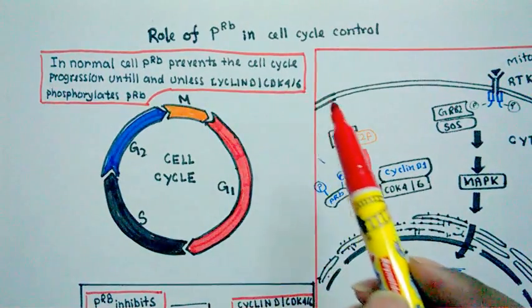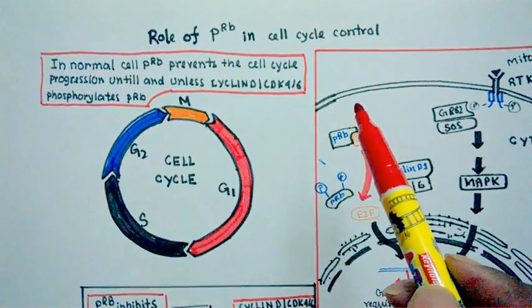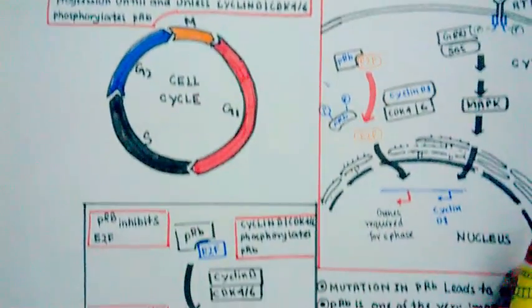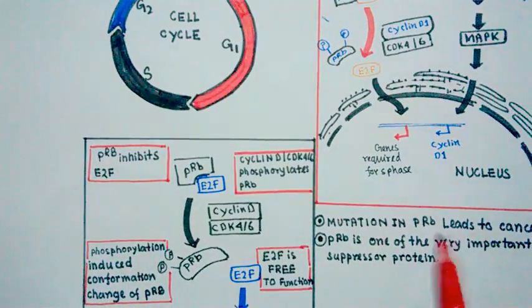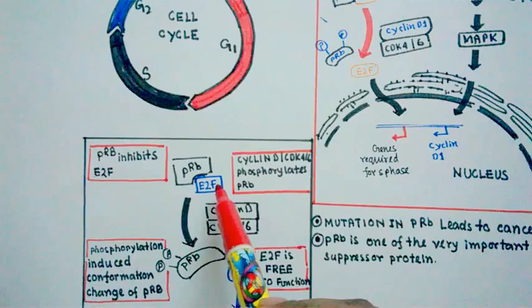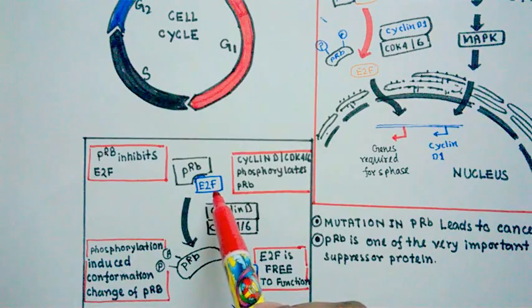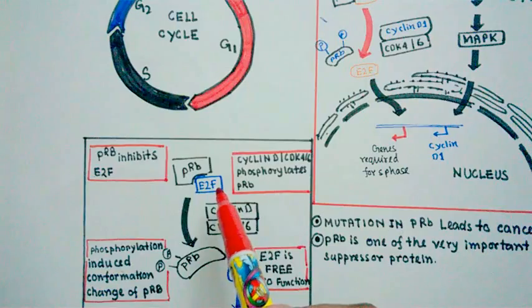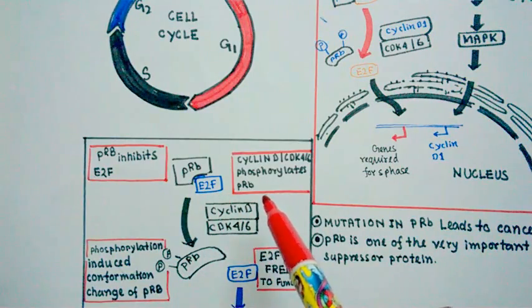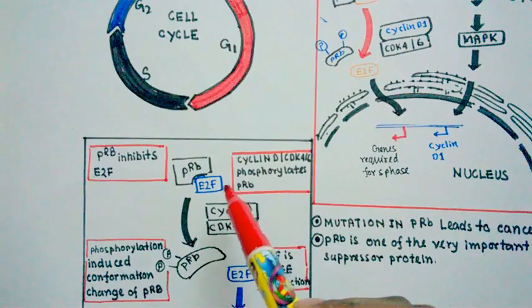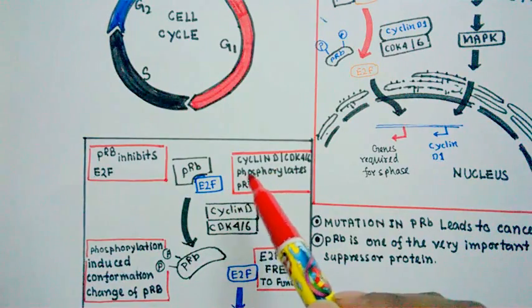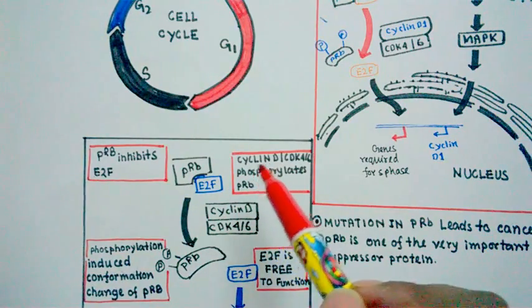So pRB usually inhibits E2F. And what is E2F? E2F is an essential protein which helps in the further stages of cell cycle control, and it helps to transcribe other target proteins which are necessary for the S phase of the cell cycle.